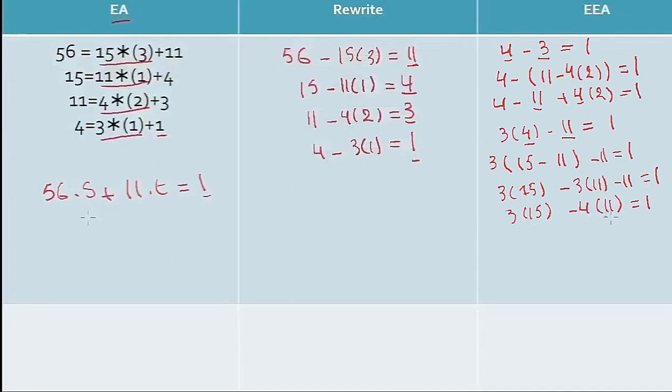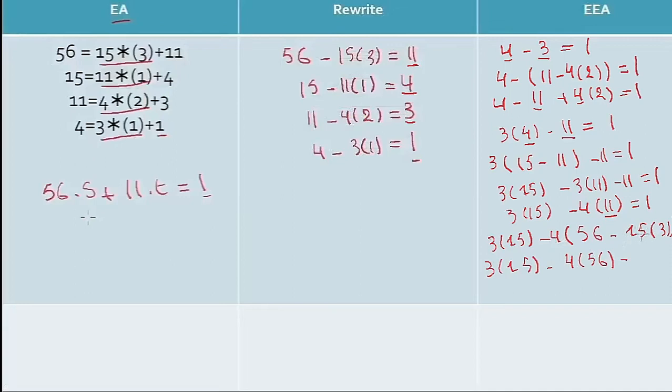Now let's substitute 11. Say 3 times 15 minus 4 times (56 minus 15 times 3) is equal to 1. Let's simplify it. 3 times 15 minus 4 times 56.